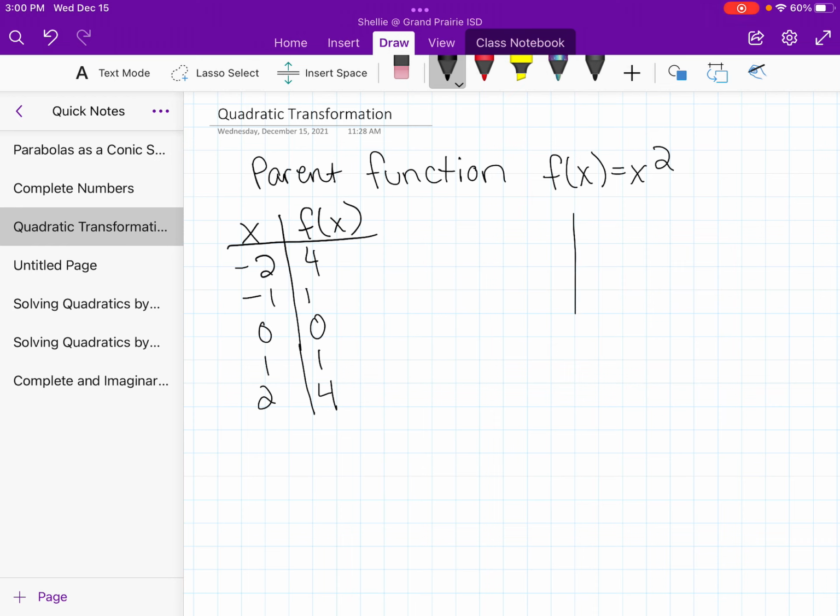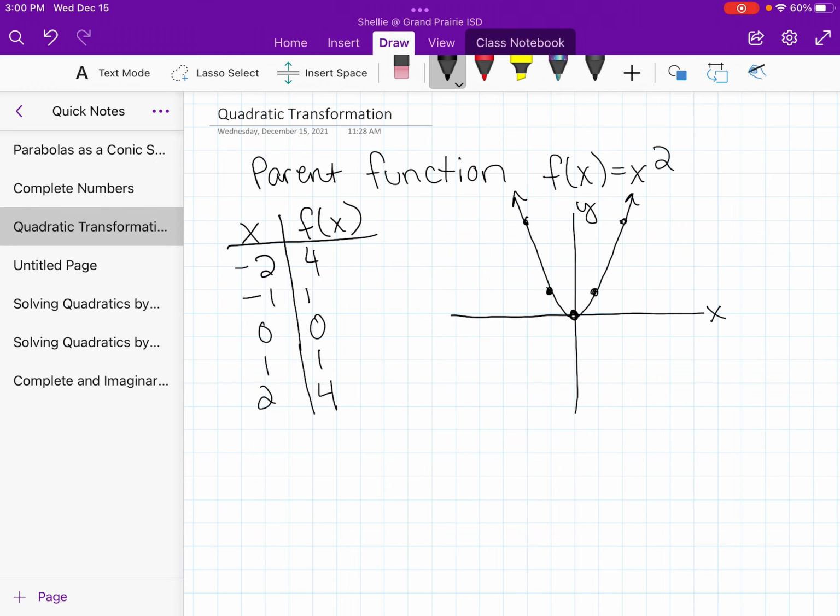So when you graph this on the x and y axis, you're going to see that parabola. Your vertex will be at 0, 0. There you go. And you will see it'll come down like so, curve, and then go back up. And that parabola is that U shape.